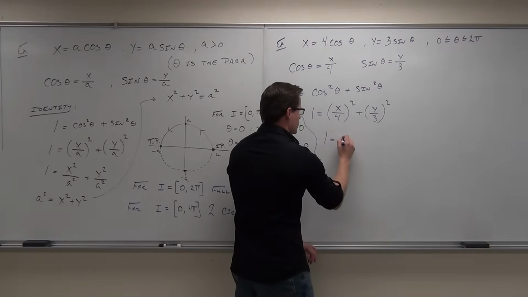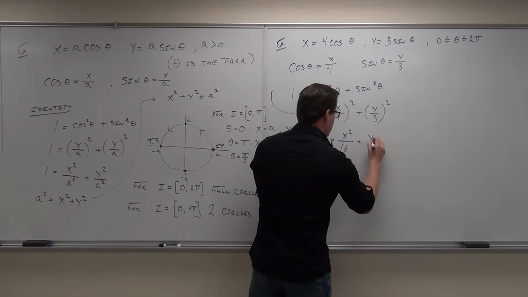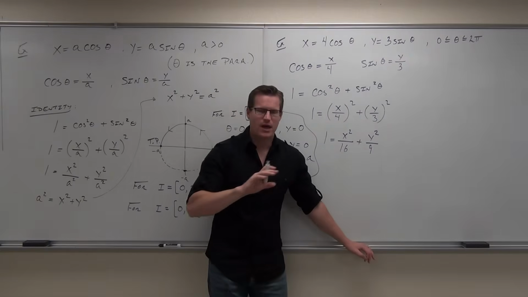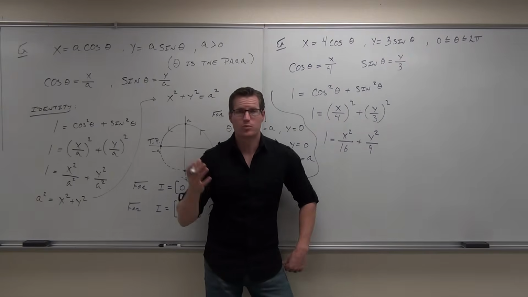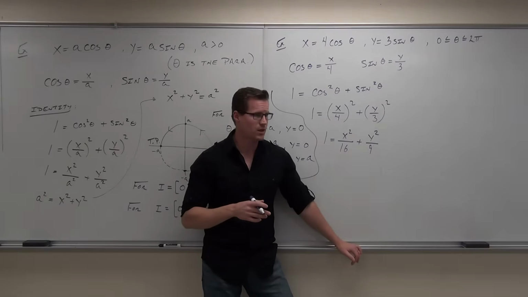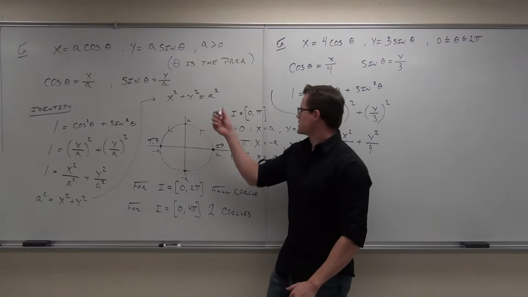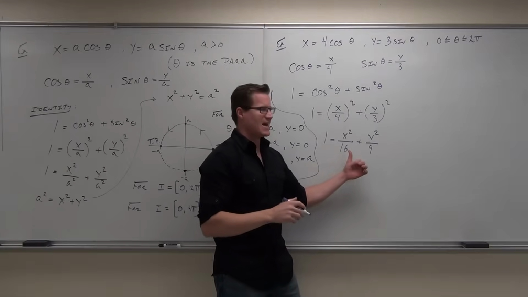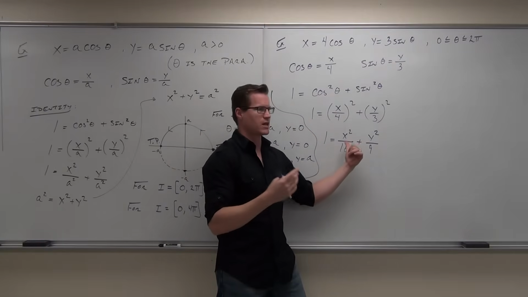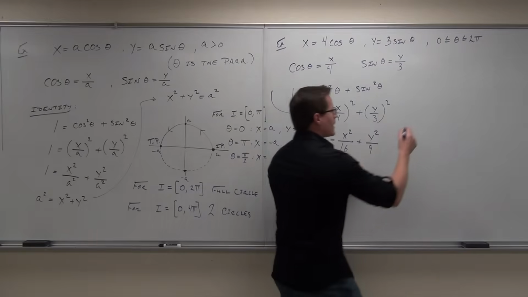We get 1 equals x squared over 16 plus y squared over 9. If you've ever had any intermediate algebra or pre-calculus, which I know you've made it through, you should remember that this is the formula for an ellipse. It's exactly what that is. In fact, this is kind of like the idea of radius squared. It's just that this is in the x direction, under x, and this is in the y direction, under y.